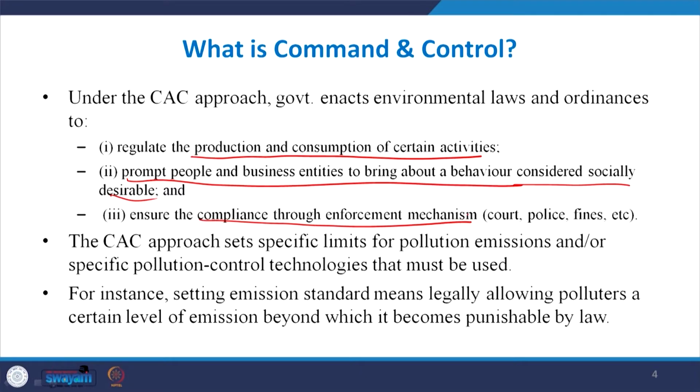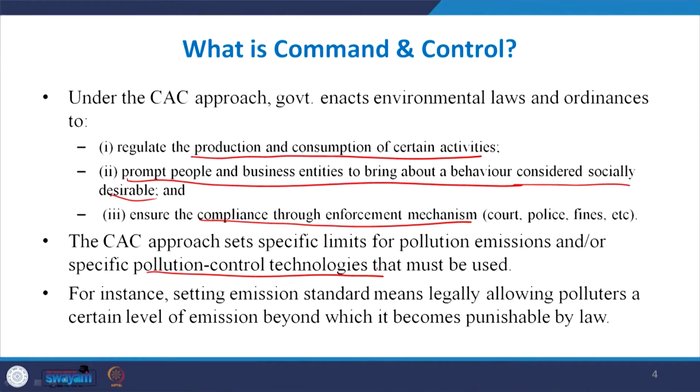So, command and control system sets specific limits to the pollution emission. So, emission standard can be set, and up to that standard the pollution is permissible, but if any company is polluting the environment beyond the permissible limit, then the company is punishable under the set rules and regulation, or specific pollution control technology can be used. So, we can have different kinds of mechanisms to control the functioning of the polluters and to check the pollution. One, I told you, emission standards, where the minimum standards can be set, and if some company is not following or not maintaining that standard, then the company can be punished.